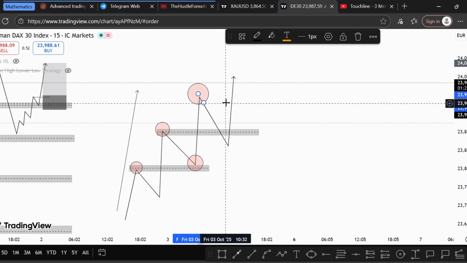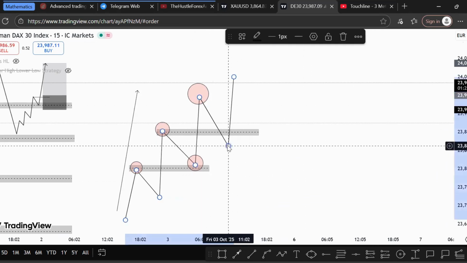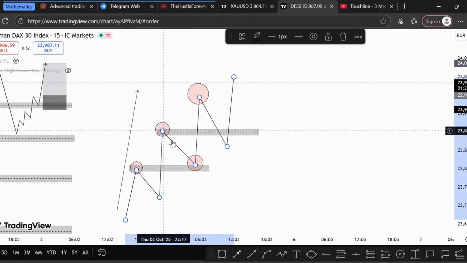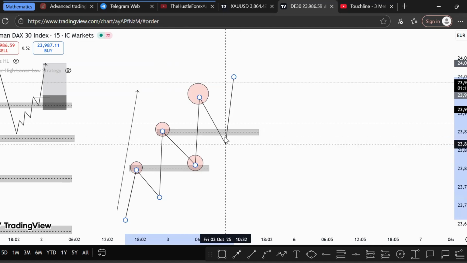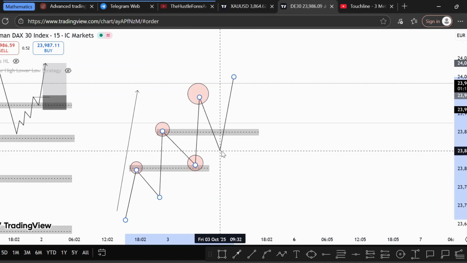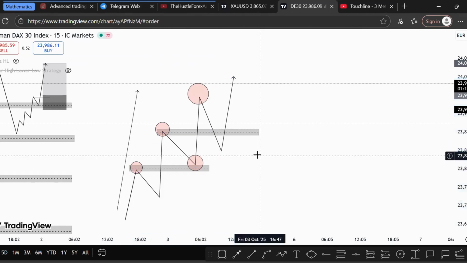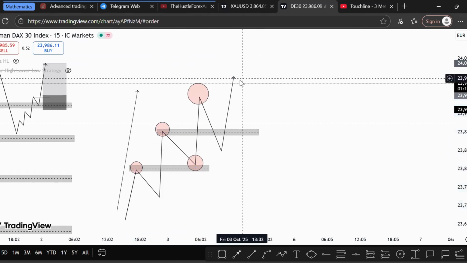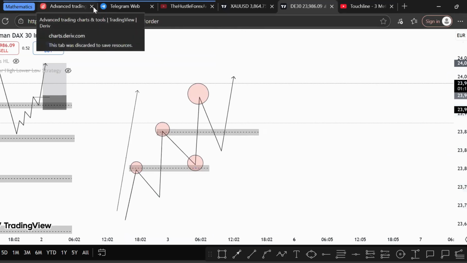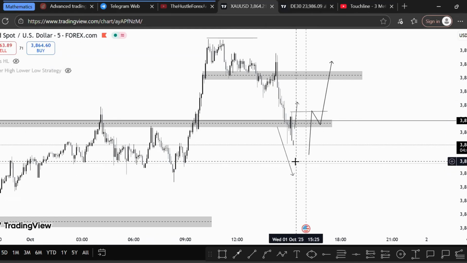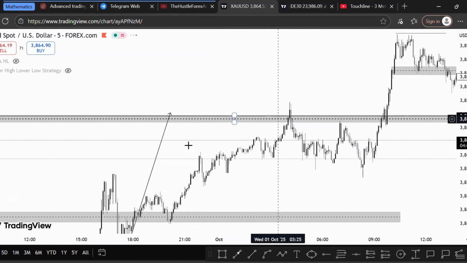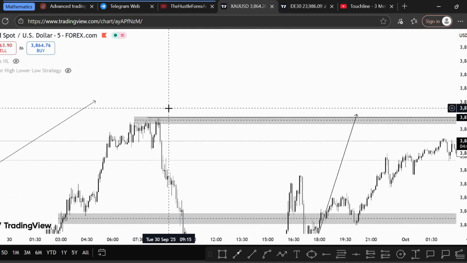So price coming back to correct, I would love it to correct back into these highs, not above these highs. You understand? I feel more comfortable taking my entries when it's correcting back into these highs. Same thing with what gold might be doing now. As you can see, gold is correcting back into this high here.